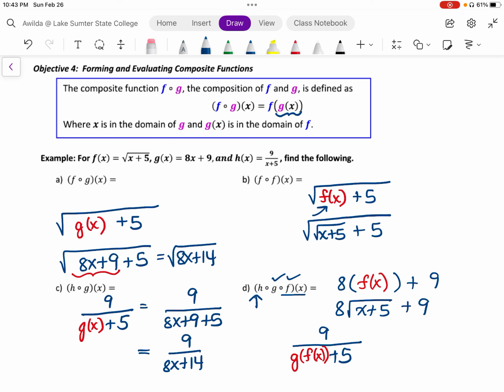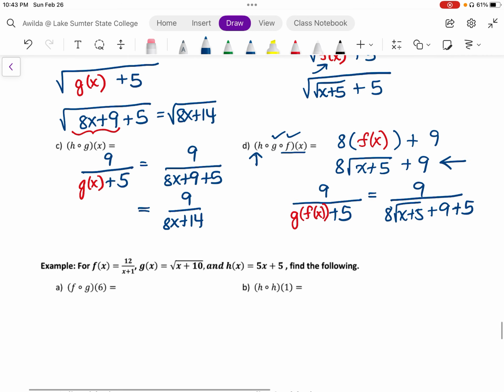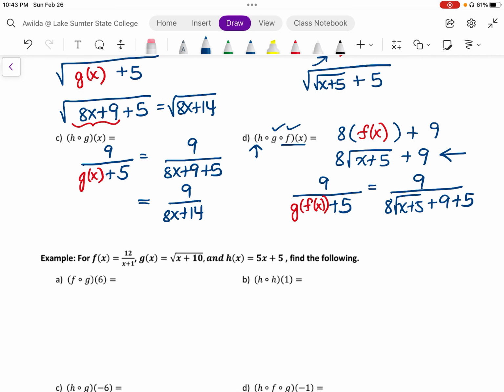Well, g of f of x is what we found in the previous step. So this is going to be 9 divided by 8 times the square root of x plus 5 plus 9, and then another plus 5. Running out of room here, but I can simplify this to be 9 divided by 8 times the square root of x plus 5 plus 14.